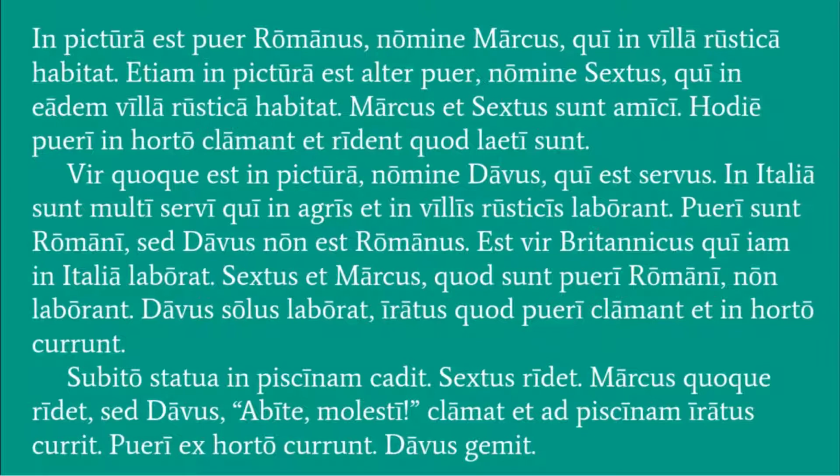"Etiam in pictura est alter puer, nomine Sextus, qui in eadem villa rustica habitat." So also in the picture, there's another boy, an alter puer, nomine Sextus, named Sextus, qui in eadem villa rustica, so in the same country house, right? So who lives in the same country house? The idea here is it's mimicking the language we've seen so far. So in chapters 1 and 2, we were saying there's Roman girls. Now we're dealing with Roman boys.